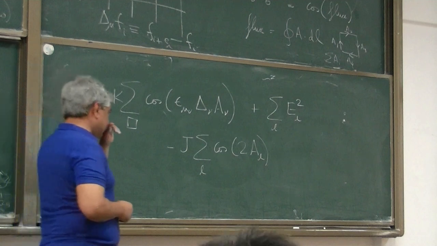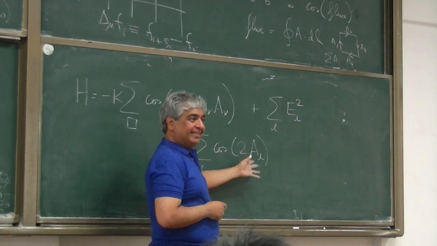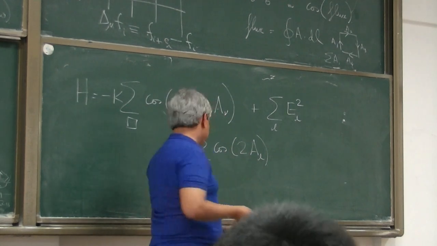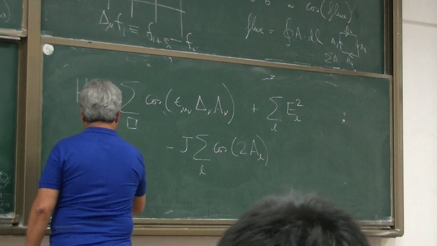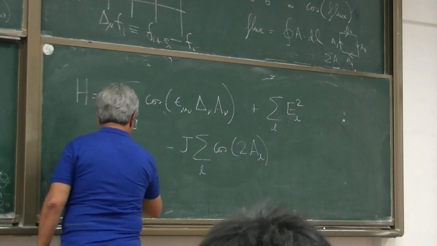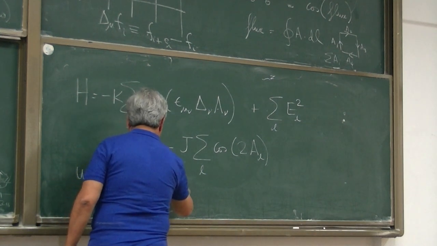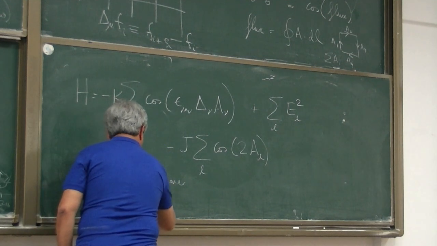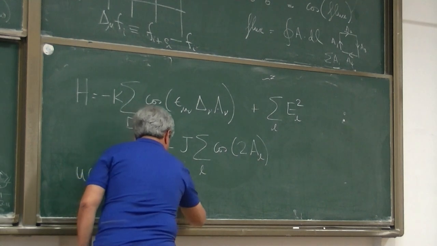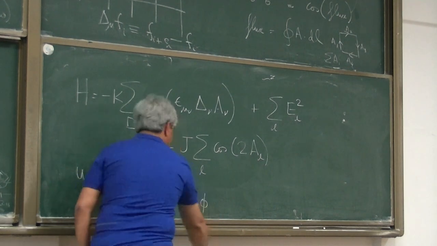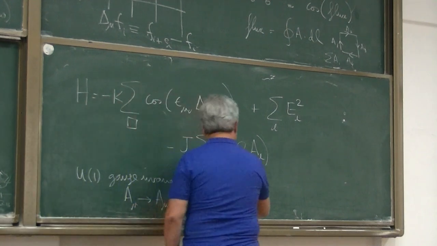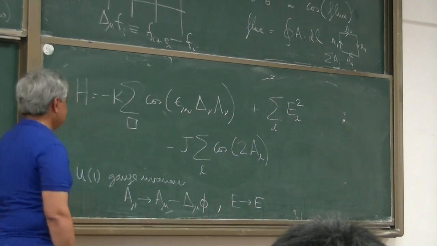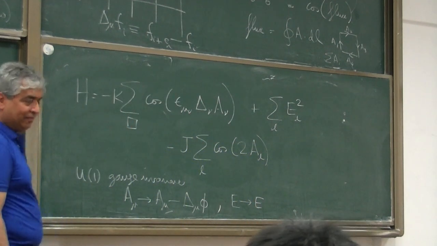Alright, so this looks like a gauge theory, but this term looks kind of fishy. First of all, there's no U1 gauge invariance. So okay, what would we want? If you want a U1 gauge invariance, well, what we want is A mu goes to A mu minus del mu phi, and E, the electric field, just goes to E. Under such a gauge transformation, the Hamiltonian should remain the same.